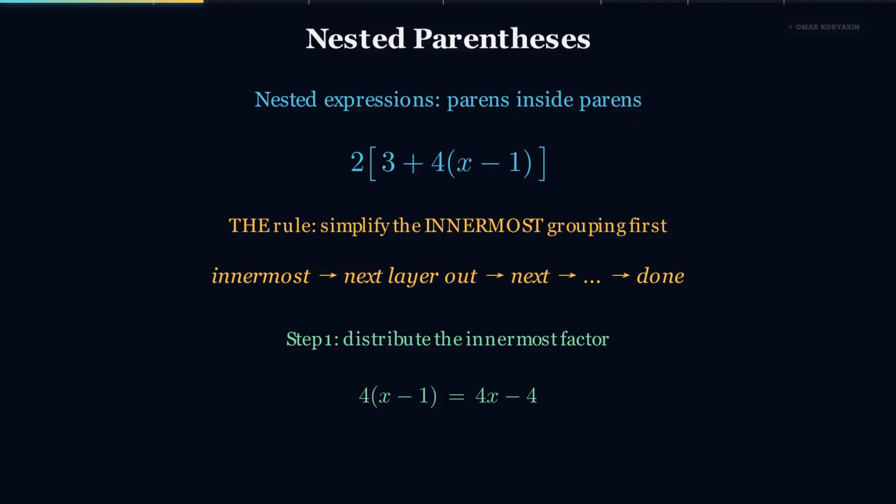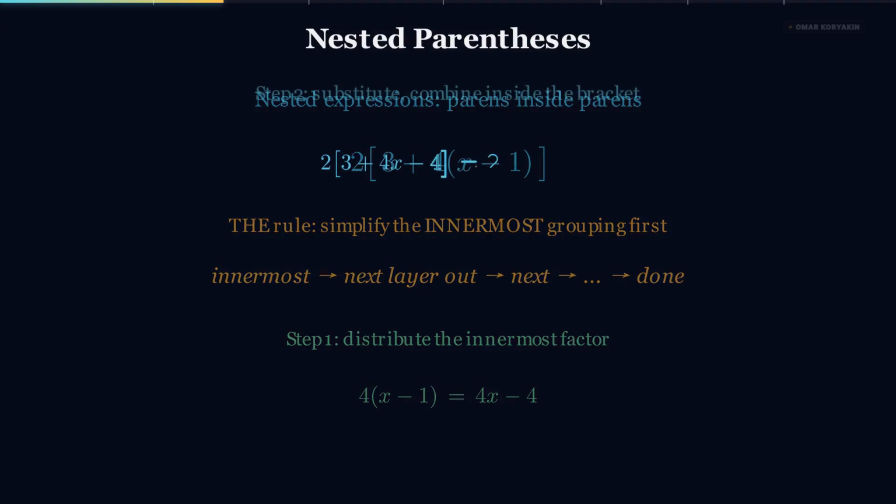Step 1 in our example. Distribute the factor 4 across the innermost grouping, the quantity x minus 1. 4 times x minus 1 becomes 4x minus 4. The innermost parentheses are now gone, replaced by a sum of 2 simple terms. The expression overall now reads 2 times the bracket containing 3 plus 4x minus 4, with only the outer bracket layer remaining.